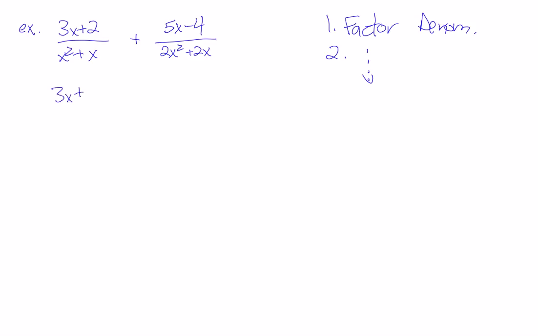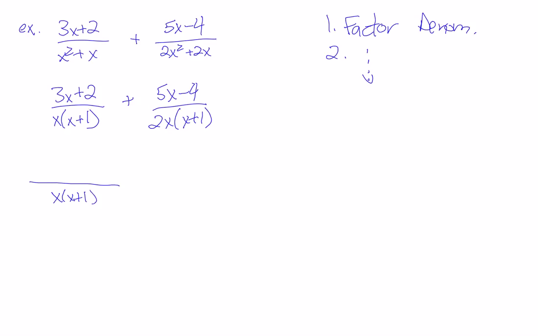We'll have 3x plus 2 on the top, which stays the same. On the bottom, we can just take out a common factor of x for the first one. The second one we can take out a common factor of 2x, and we have x plus 1. Now when you look at these, we see that we have almost the same thing on the bottom. The first one had an x and an x plus 1, so we need to have that as our common denominator. And the second one has a 2 times x plus 1. So we actually just need the 2. That's the only thing that's missing on the first fraction.